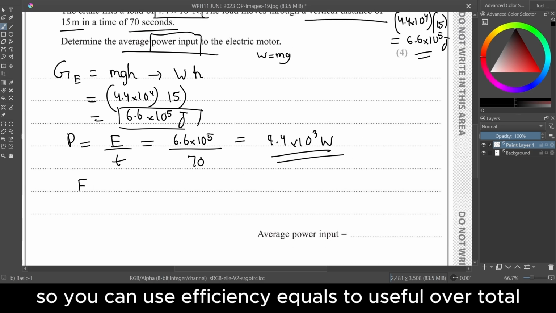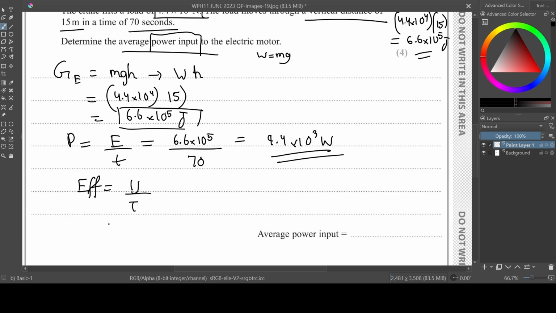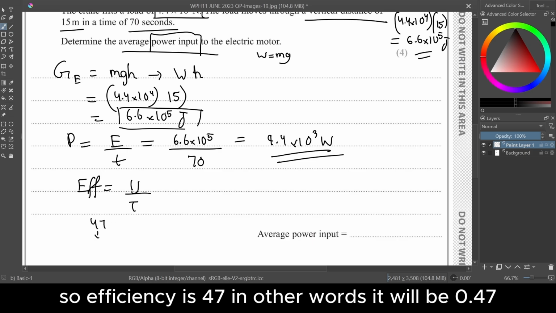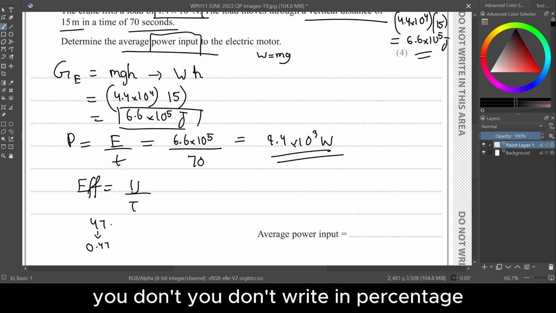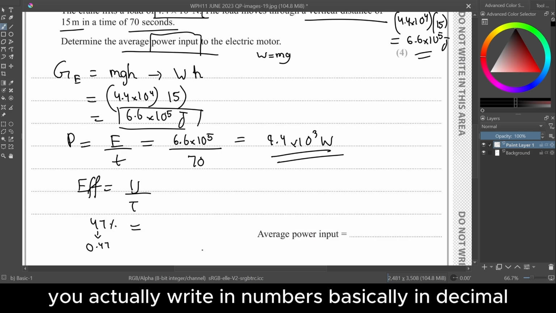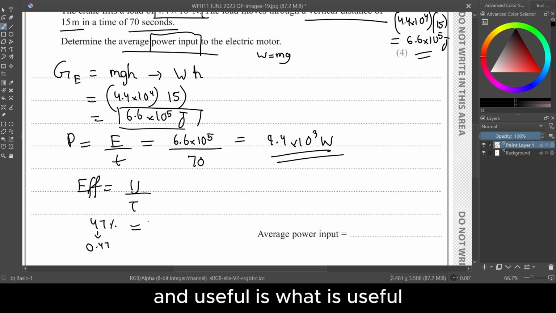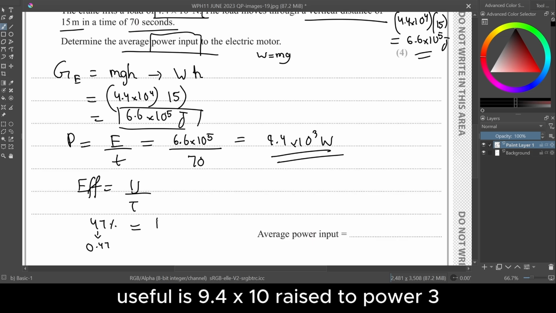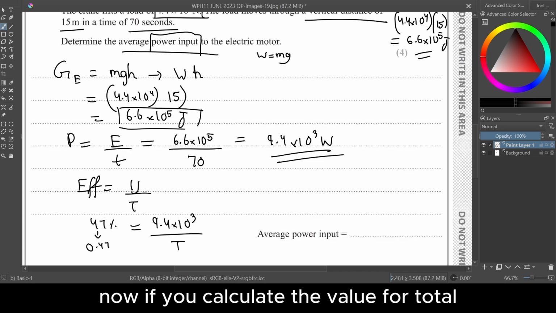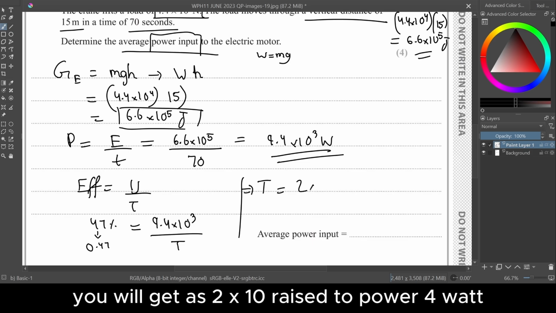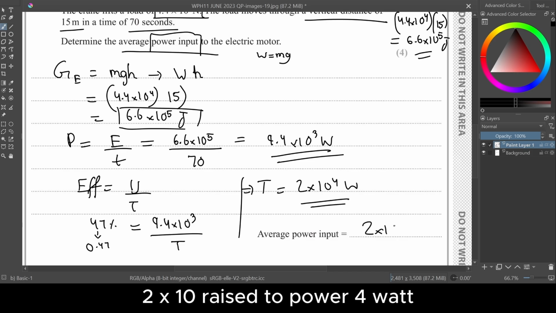So you can use efficiency equals to useful over total. So efficiency is 47. In other words, it will be 0.47. You don't write in percentage, you actually write in decimal. And useful is 9.4 times 10 raised to power 3. And then you need to find total. Now if you calculate the value for total, you will get 2 times 10 raised to power 4 watt, okay? 2 times 10 raised to power 4 watt.